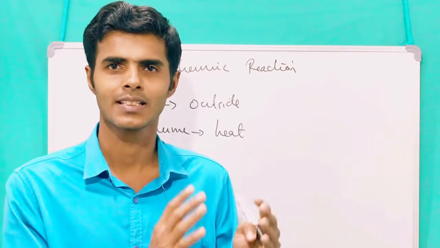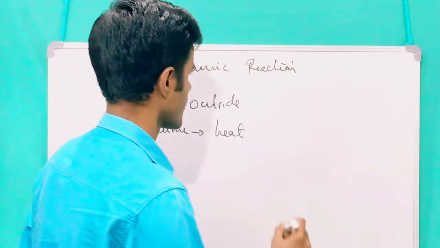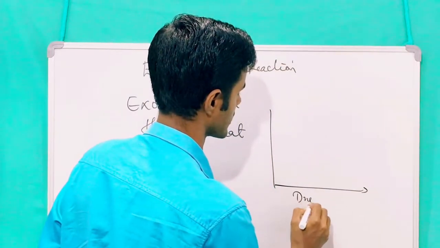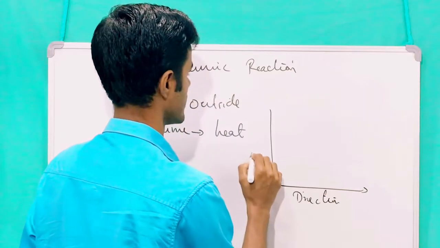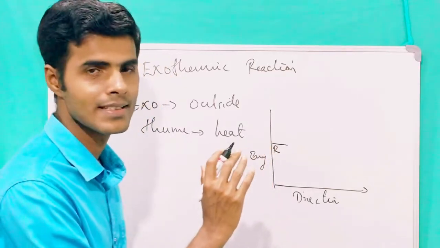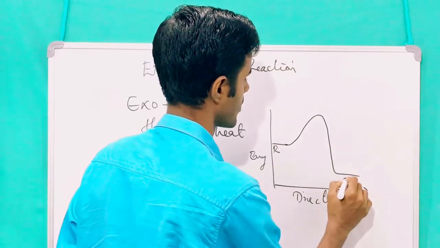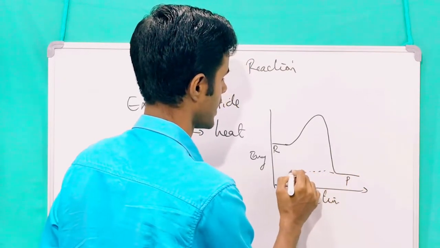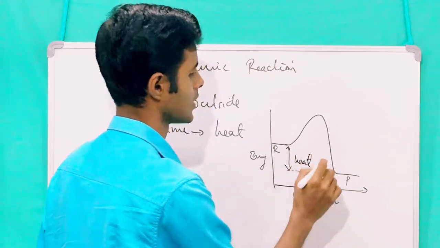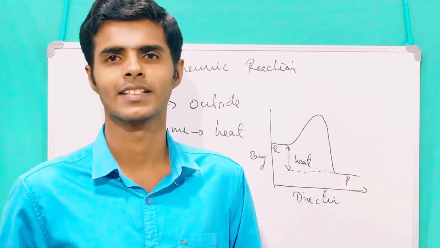So we can just check the energy profile diagram for the exothermic reaction, where the reaction is proceeding in this direction. In the energy profile diagram, here we have the reactants, which is represented as R, and the reaction proceeds this route, and here we are getting the product. So this much amount of heat is liberated here, so that we can call it an exothermic reaction. So, very simple exothermic reaction.